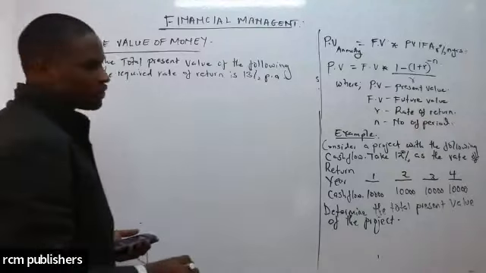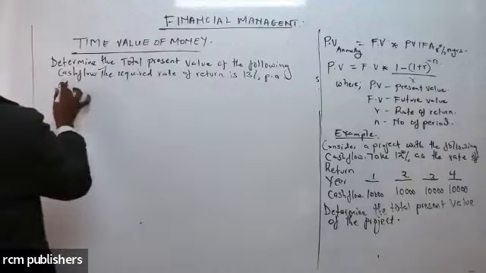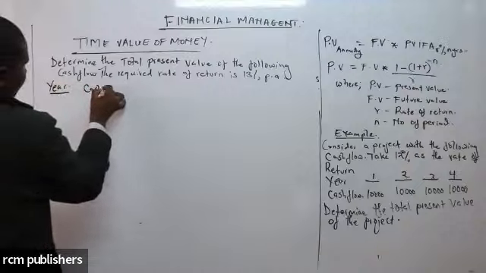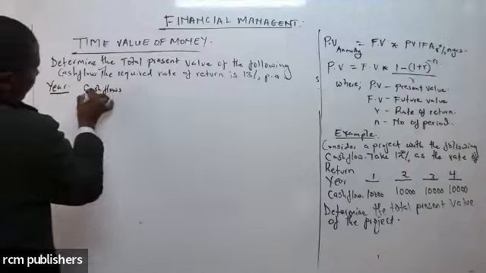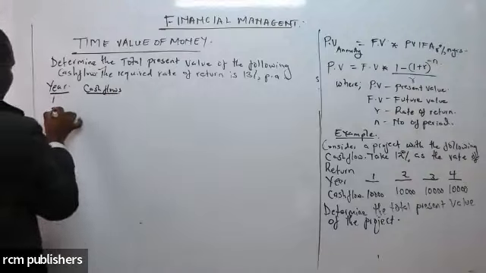The required rate of return is 13% per annum, and the cash flows are as follows. So we have the year, we have the cash flow, and then I've remembered something. I'll mention that. So we have 5 years here.